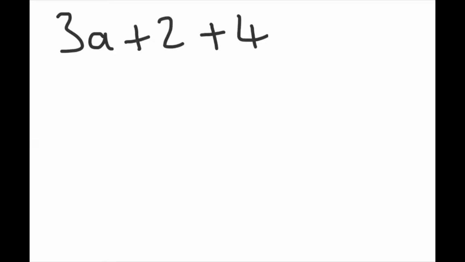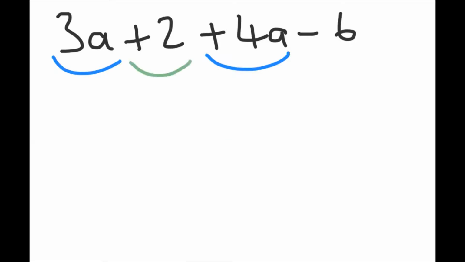Do some more examples. 3a plus 2 plus 4a minus 6. Let's look at the like terms. So there's a 3a, there's a 4a, there's a plus 2, and there's a minus 6. So the 3a plus 4a gives us 7a, and the plus 2 minus 6, that gives us minus 4.